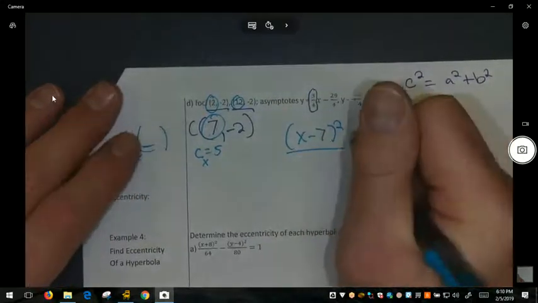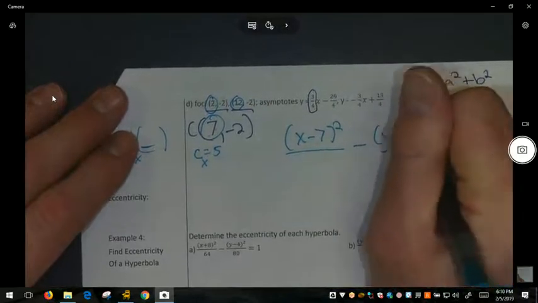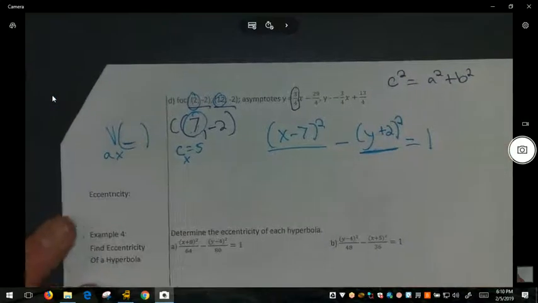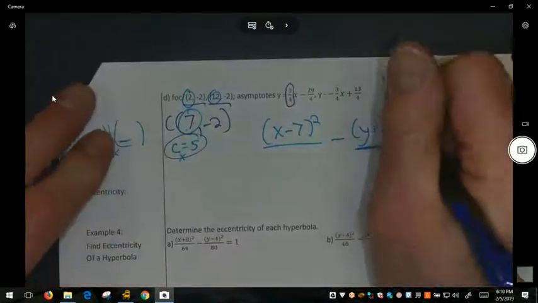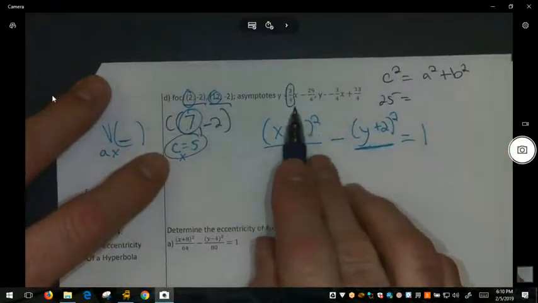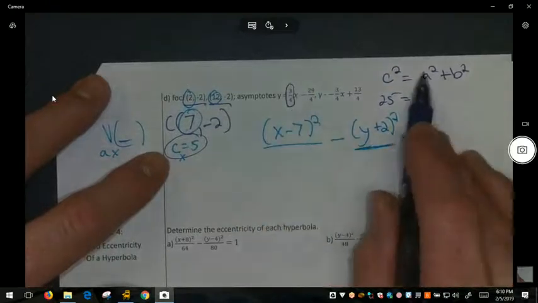I don't know what a squared is yet. And I have y minus negative 2, which becomes plus 2 quantity squared. I don't know what b squared is yet. I do have this ratio though. Here's the cool thing. I know c is 5. So c squared is 25. Now I'm going to see if this was reduced. If this was reduced, then I can try to find the multiplier to make this equation work.